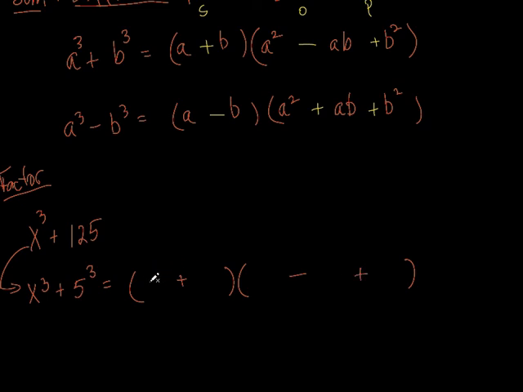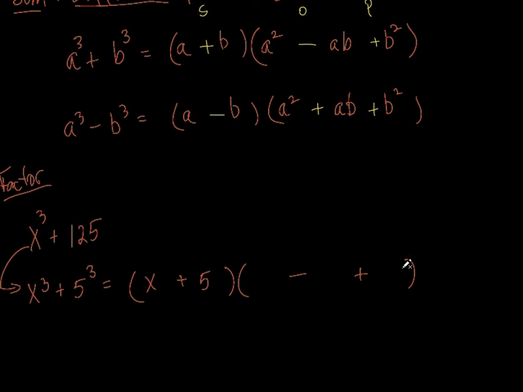Now, what do we put here? We put the A and the B here, whatever's being cubed. In this situation, what is my A? It's x. And what is the B? It's just a 5. It's not 125, it's just the 5. It's whatever is being cubed to give you that 125. So you put a 5 here. Everybody see that?